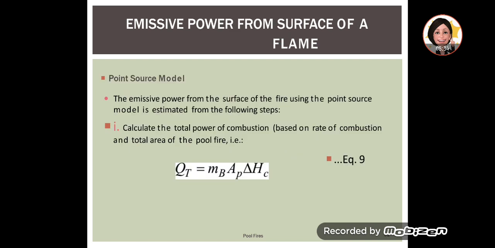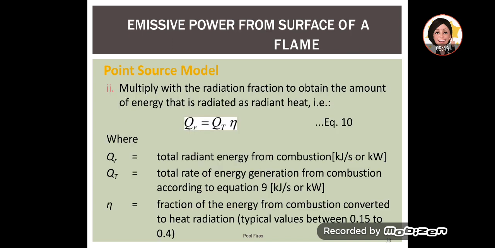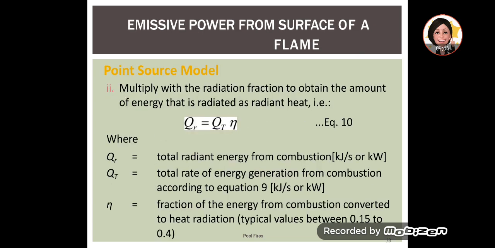For the point source model, we have a direct equation. We just calculate the total power of combustion using this equation. Okay, then this explains the terms in the equation. And then we multiply the QT, the total rate of energy generation from combustion that we calculated in equation 9 in this slide here. This is equation 9. We multiply it to obtain the amount of energy that is radiated. So QR is the radiant energy from the combustion of the fire in the event.